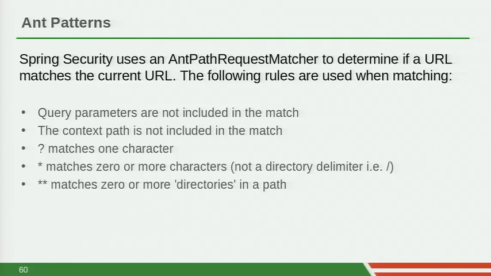And the context path is also not included in the match. And the reason for this is if you deploy your application again with a different context root, you don't want to have to reconfigure Spring Security. So the basic rules for ANT patterns are: question mark matches 1 character, star matches 0 or more characters, but not a directory delimiter, so not a slash, and star star matches 0 or more directories in a path.